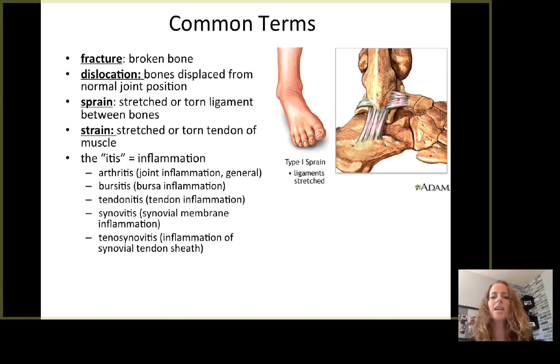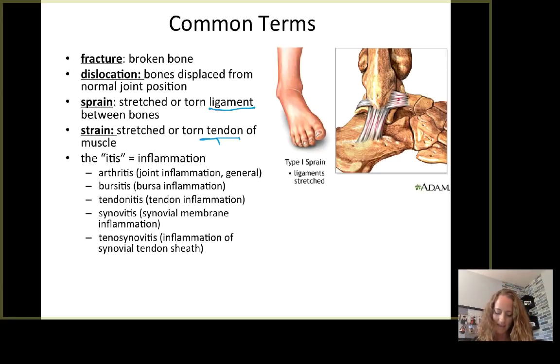A dislocation is when the bone is displaced from its normal joint position. A sprain is referring to ligaments. So this is either a stretching or a tearing of the ligament. A strain is a stretched or torn tendon. So that's where the muscle attaches to the bone.